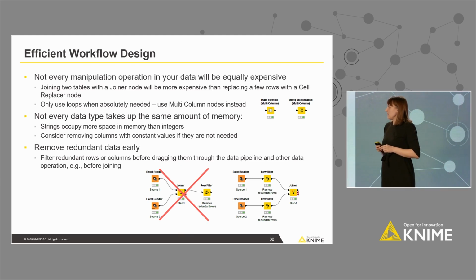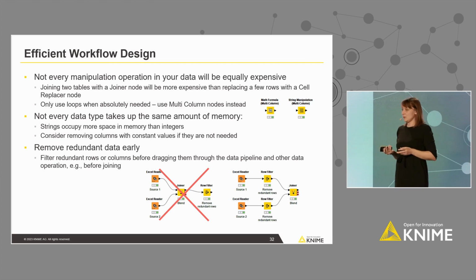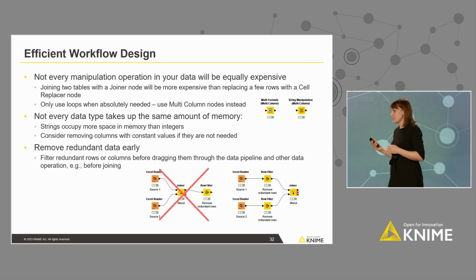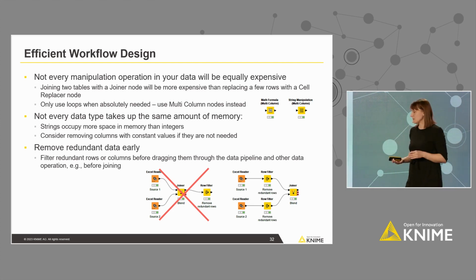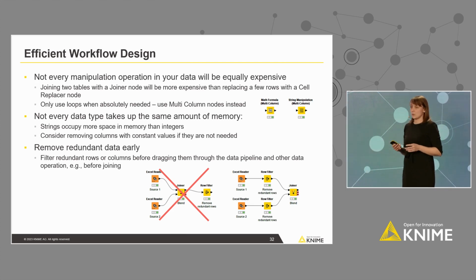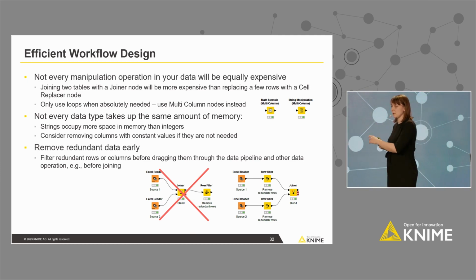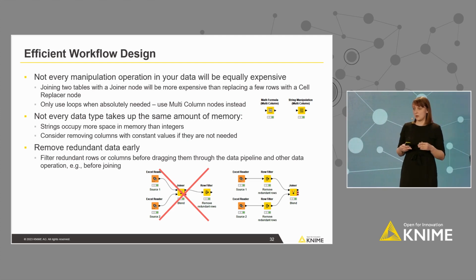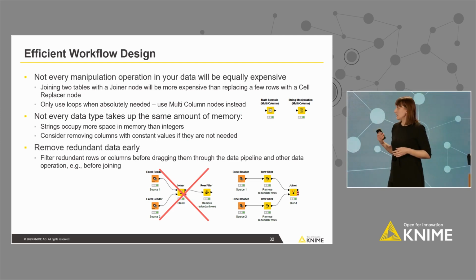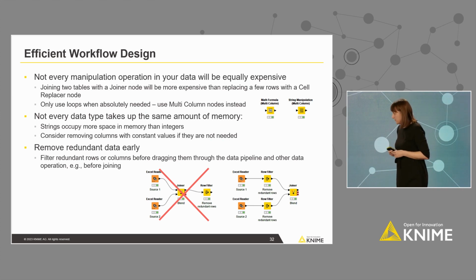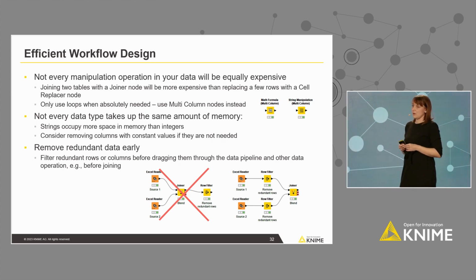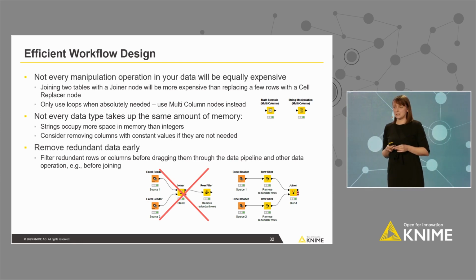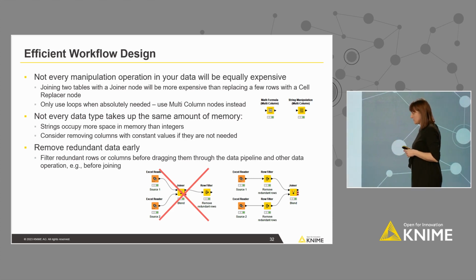Another one, when it comes to saving memory, and if you save some memory, your workflow becomes faster because it's loading faster: strings occupy more space in memory than integers. If you read a data set and by default everything is a string, make sure that you change columns that have only integers, only numbers, into the right type. Also, if you have some columns that have many constant values and you don't need them because the constant values are not very meaningful, you could of course remove those columns.